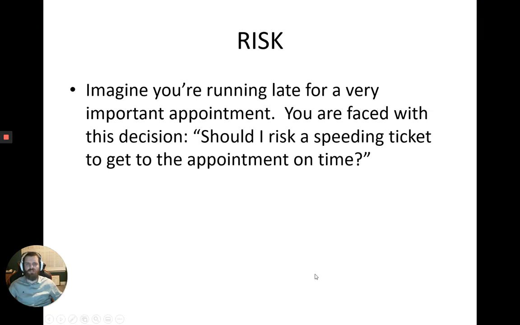So getting into this next idea, it's about really risky decision making because that's kind of separated in psychology between a regular decision and then a risky decision. So like the example says, imagine that you're running late for an appointment. You're faced with the decision because you're driving. Should you risk a speeding ticket to get to this appointment on time?